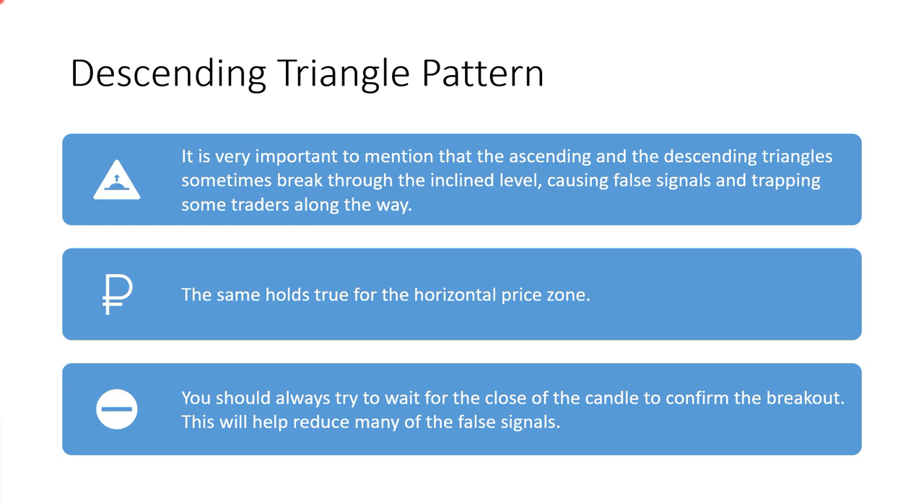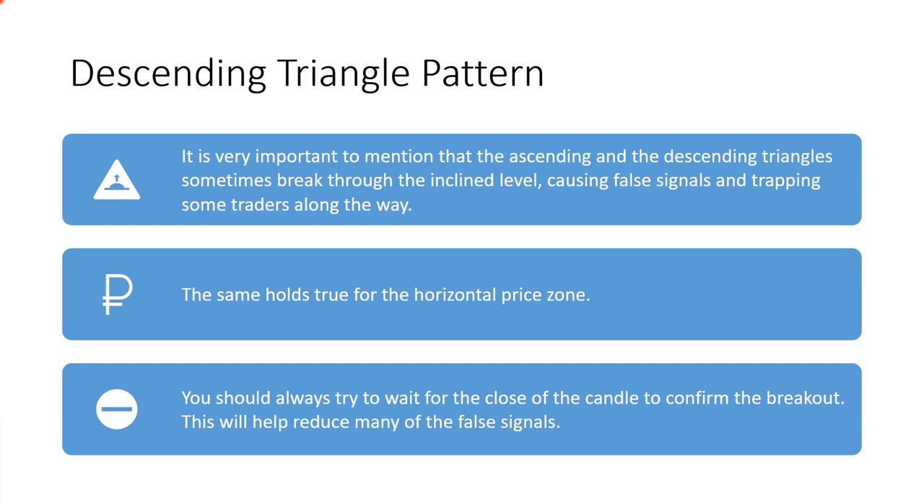So it's very important to mention that the ascending and descending triangles sometimes break through the incline level, causing false signals and trapping some traders along the way. And this is a common event. Okay, you can get false signals, you can get false breakouts, and there are rules you need to follow besides just looking at a triangle and waiting for the candle to break out.